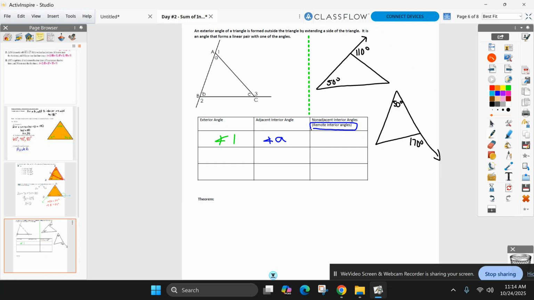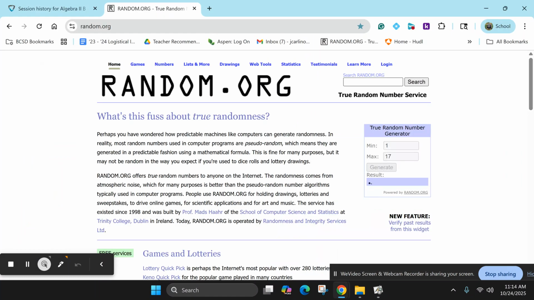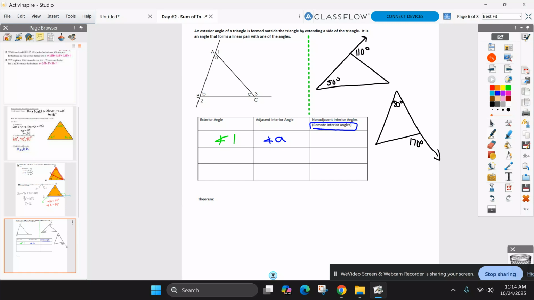So in this case, Maddie picked angle 1 for the exterior. What would be the remote interiors in this case? The 2 that are not adjacent to it. Maddie, back to you. Angle B and angle C. You got it. Angle B and angle C would be considered remote interiors if we're talking about angle 1. Okay. Now, they'll change once we pick a new exterior.